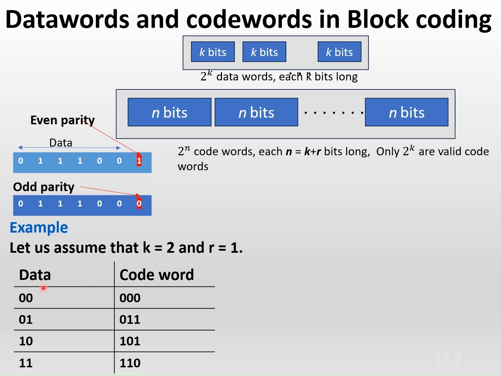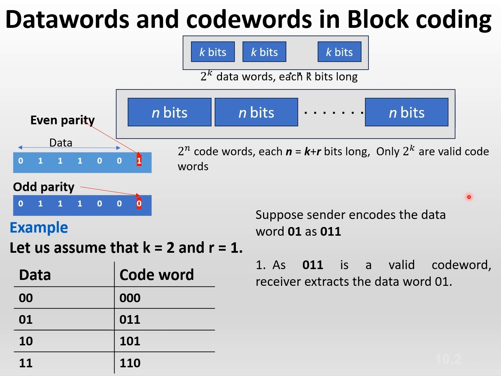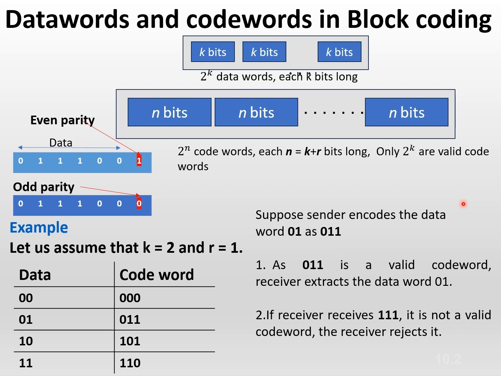So the data will be added with the redundant bit, the code word will be generated, and that will be sent to the receiver. Upon receiving the data, what will the receiver do? Suppose the data sent was 0 1 1. After adding the redundant bit, 0 1 1 was sent. Now the receiver knows that 0 1 1 is a valid code word, right? So the receiver will accept it.